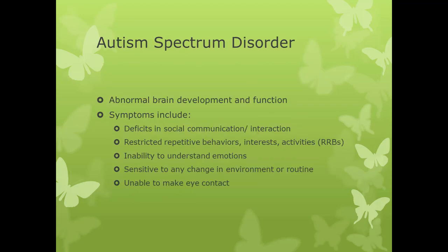And then our last slide, the autism spectrum disorder. Brain's developed abnormally and it functions abnormally. If you have dealt with kids with autism, they really have a deficit when it comes to social communication or interaction. A lot of autistic kids won't even look at somebody in the eye. They have very repetitive behaviors, interests, activities, so they do the same thing because it comforts them.